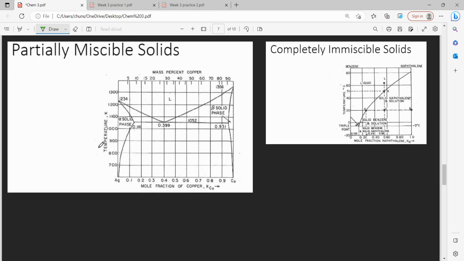Here are some other examples of these graphs. We have partially miscible solids as well as completely immiscible solids. And it makes sense that in our completely immiscible solids, we just have a boundary splitting our liquid and vapor regions, or liquid and solid regions, because they only exist in one of those 2 stages and not a combination of both. So that's why we don't have our envelope in our completely immiscible solids.